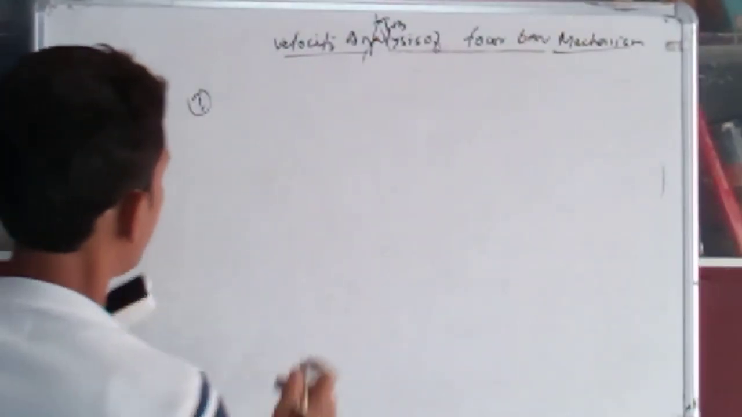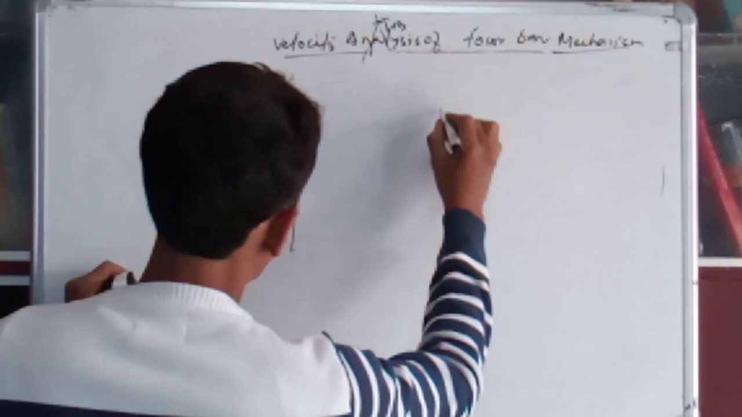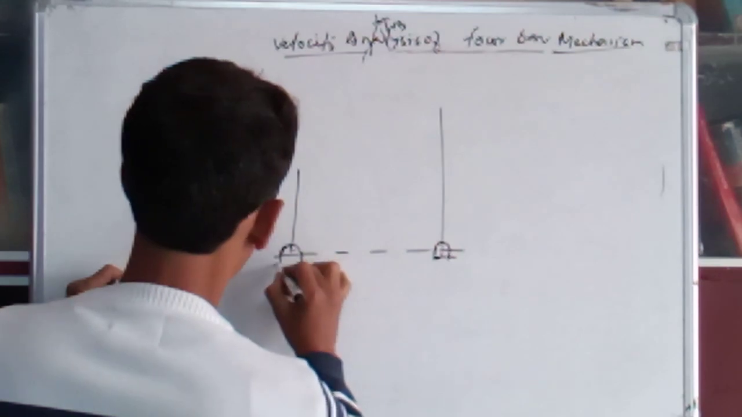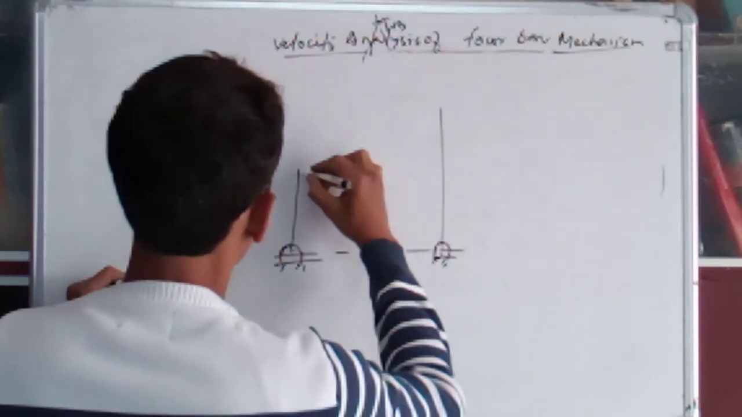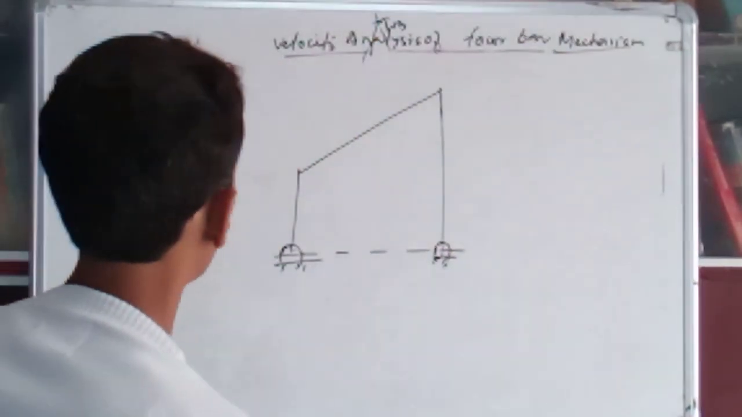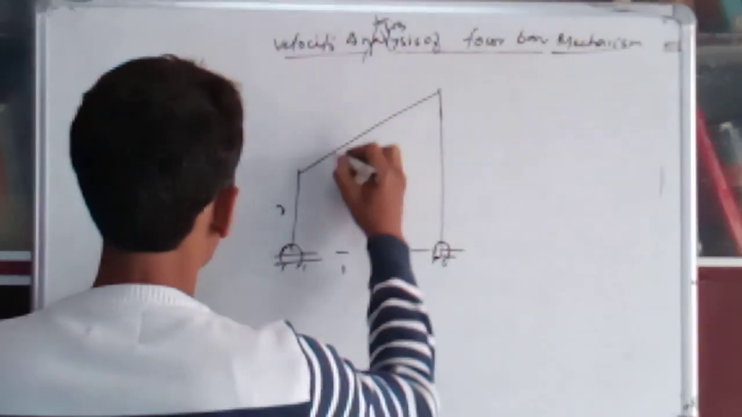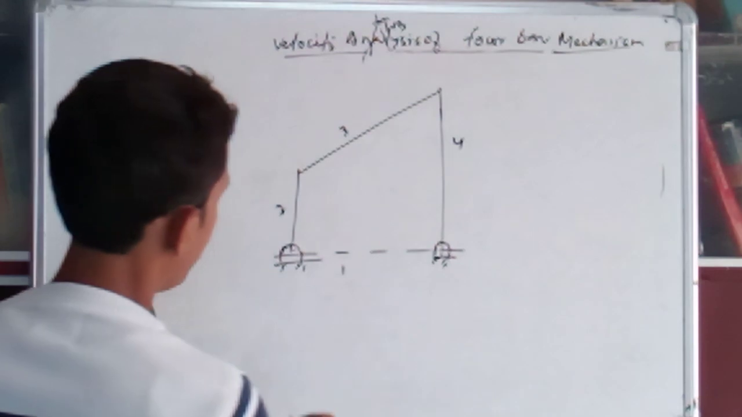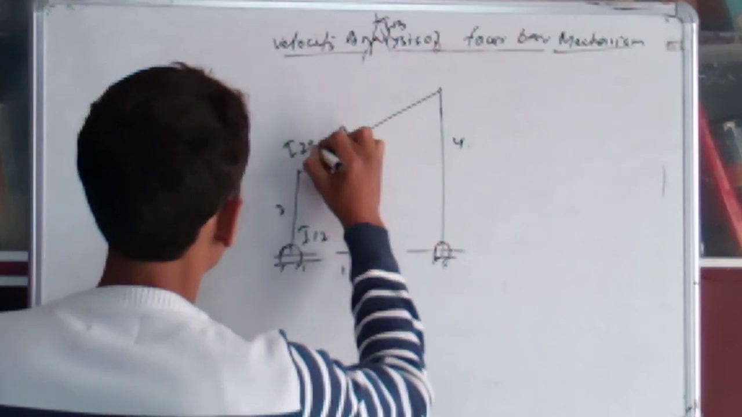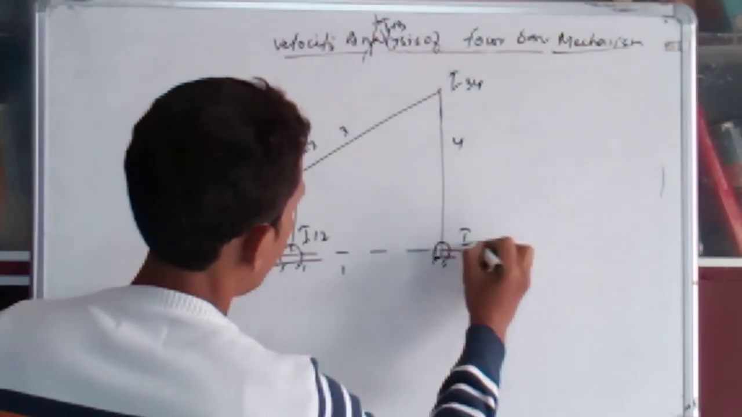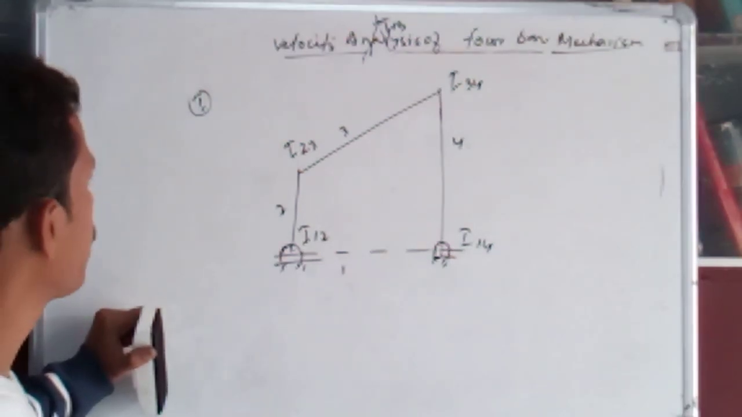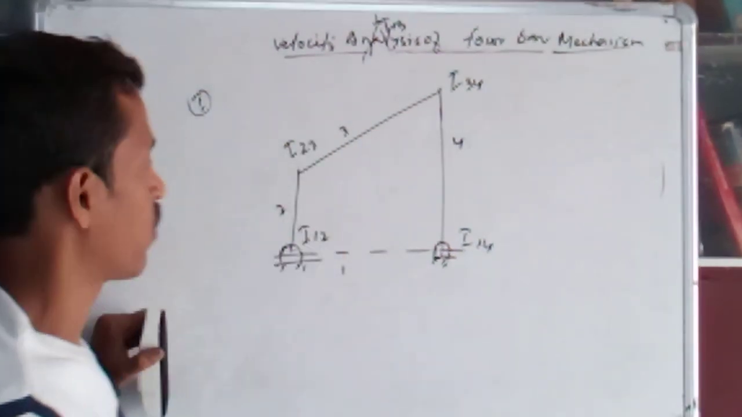Another 2 cases, consider a 4-bar mechanism where 2 links are parallel, 2 vertical links are parallel. So that is link number 1, link number 2, link number 3, link number 4. Similarly, you can find that 6 instantaneous centers will be there. That is I12, I23, I34, I14. So another 2 instantaneous centers, that is I24 and I13, we need to find out.